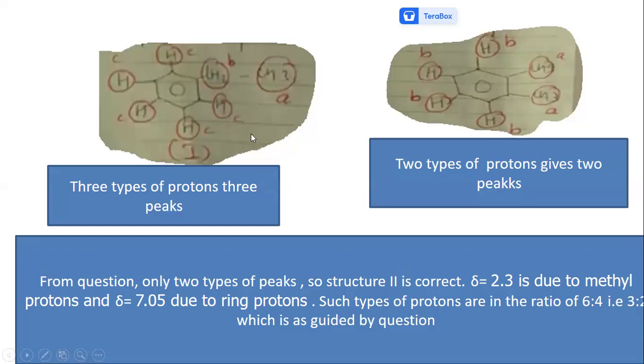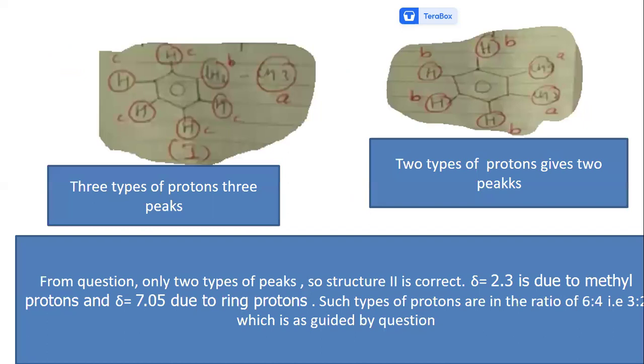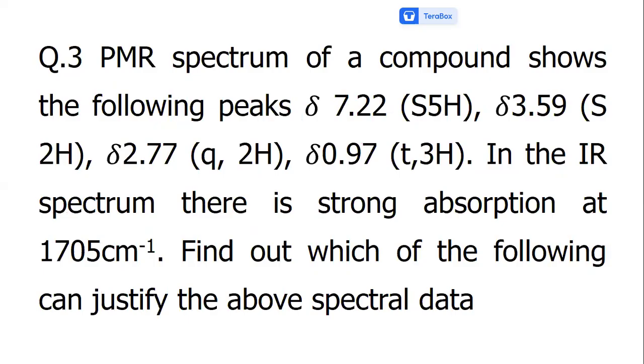In this case, 3 peaks; in this case, 2 peaks. What does the question tell us? Two singlets. Okay. 2.3 and 7.05: 2.3 is methyl, 7.05 is ring protons.